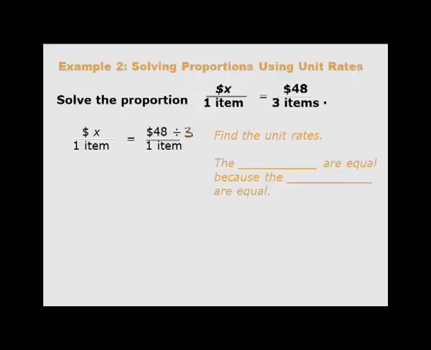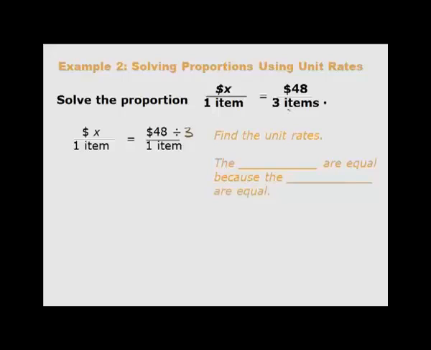Let's take a look at example 2. In this example, we're solving the proportions. And we could easily use cross products to do that. 1 times 48, x times 3, divide both sides by 3. Or I showed you the shortcut already, 1 times 48, and divide by the number left out.